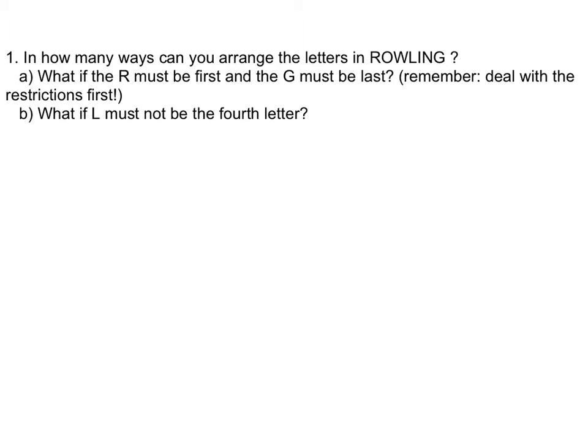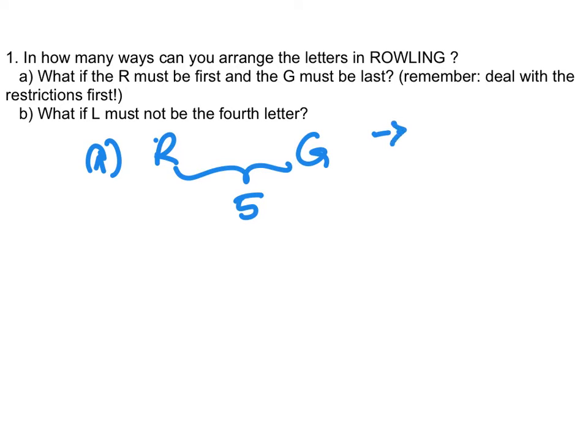So we are going to make sure that we deal with that first. So part A, if the R is first and the G is last, we have 5 other letters that we want to arrange in there. And that's simply 5 factorial, which is, of course, 120.